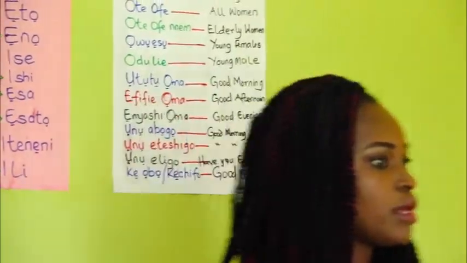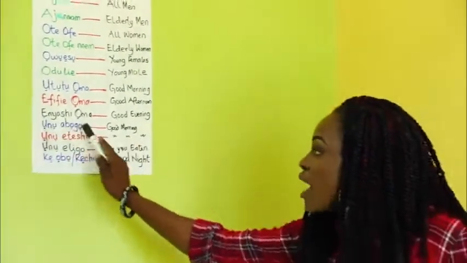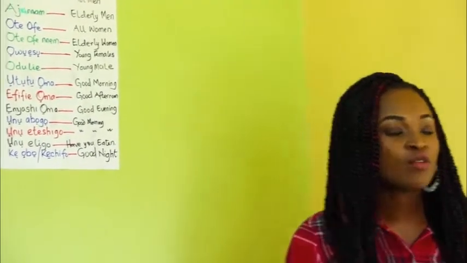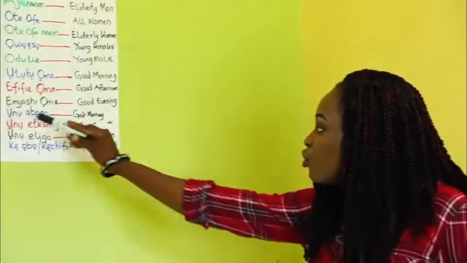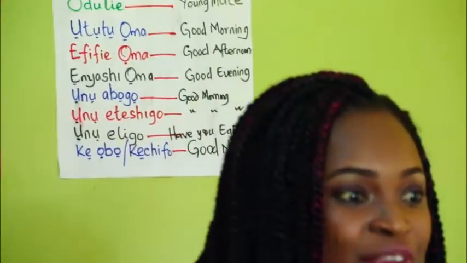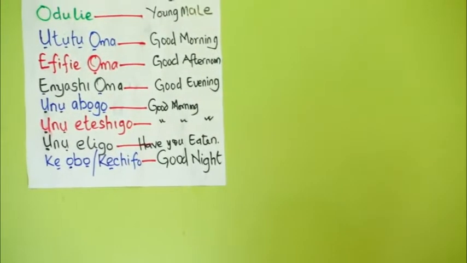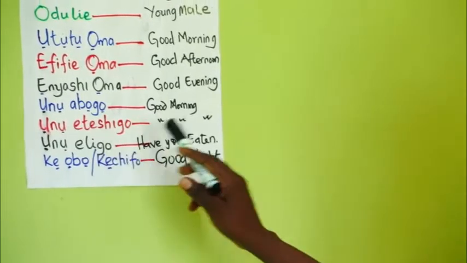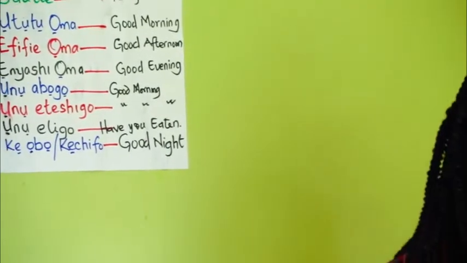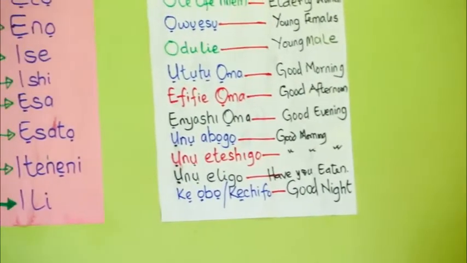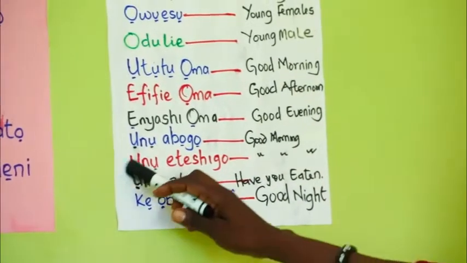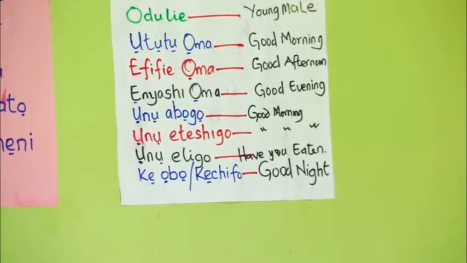And now there's also another way of greeting good morning. Onuagogo. So if you don't want to say Otutoma, you can say Onuagogo. Very good. Then you can also say Unueteshigo. Unueteshigo can also mean good morning. Very good.